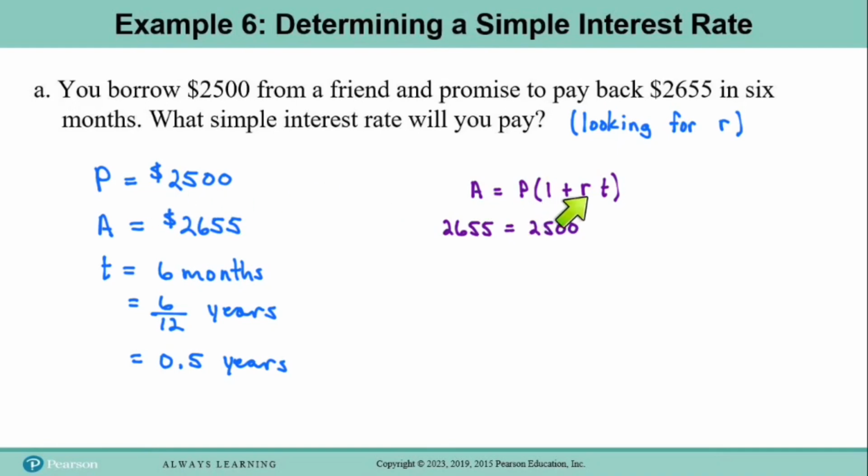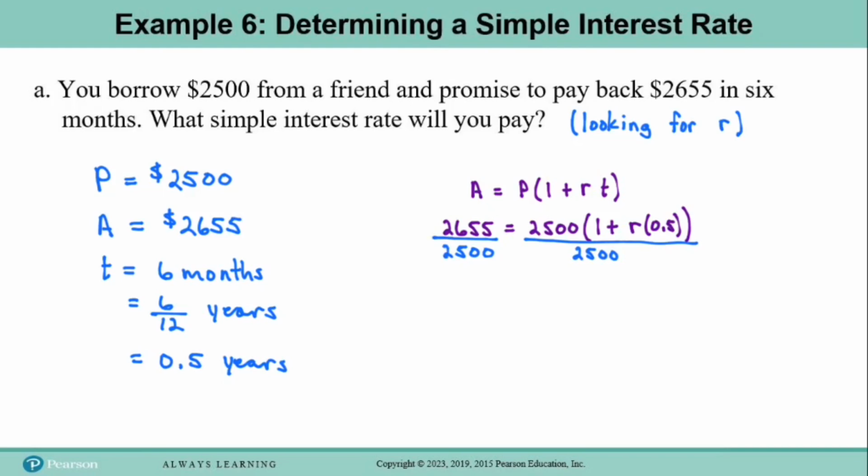And then 1 plus RT. We know we're looking for R, so that's going to stay R, but T is 0.5. So we're going to have parentheses 1 plus R times 0.5, close the parentheses. Okay, now to solve this, we're going to have to isolate the R, and that means we're going to have to eliminate these parentheses. So first, let's divide both sides by this coefficient so that we won't need these parentheses anymore. So I'm going to divide both sides by 2,500.